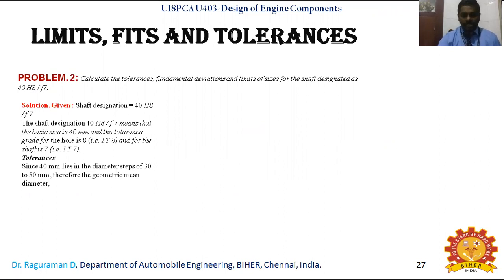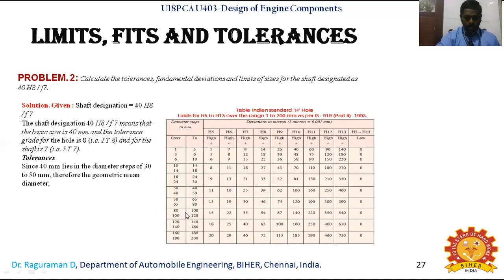And if you look at basic size 40 mm, in the table there will be a range 30 to 50 mm. So it is going to lie within that range. So you can see 30 to 40 mm diameter, over 30 to 40 mm diameter, and 40 to 50 mm diameter, it is going to lie.